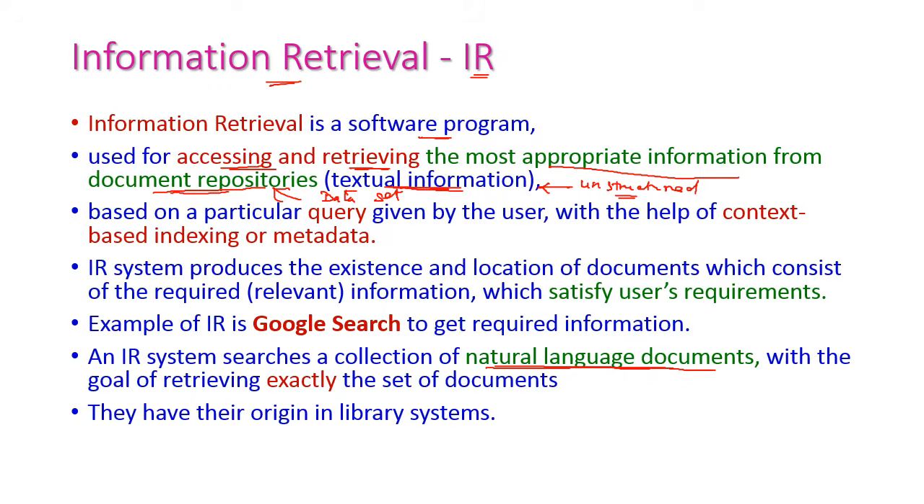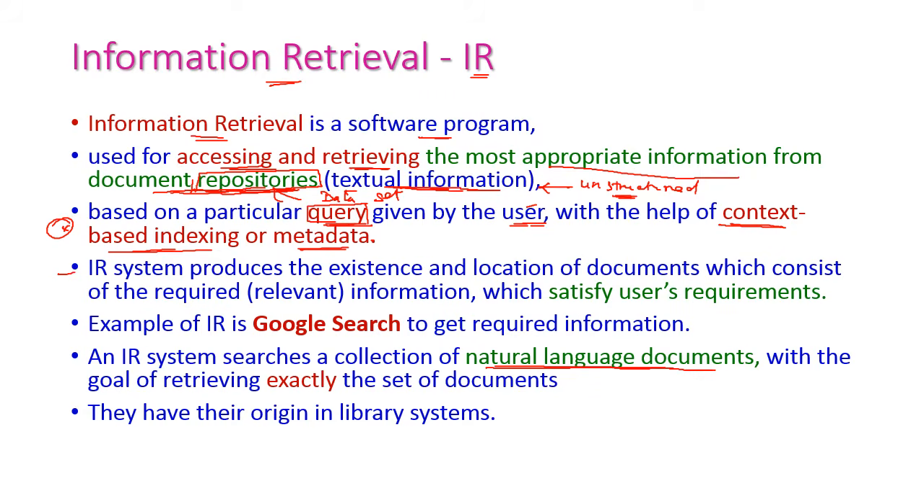By using some query, which will be given by the user, the required information will be retrieved from these repositories. For information retrieval we can use context based indexing or metadata. This is called information retrieval. Information retrieval means we are going to retrieve the information from document repositories, and this repository contains textual information which is unstructured, by using the query. The query will be given by users.